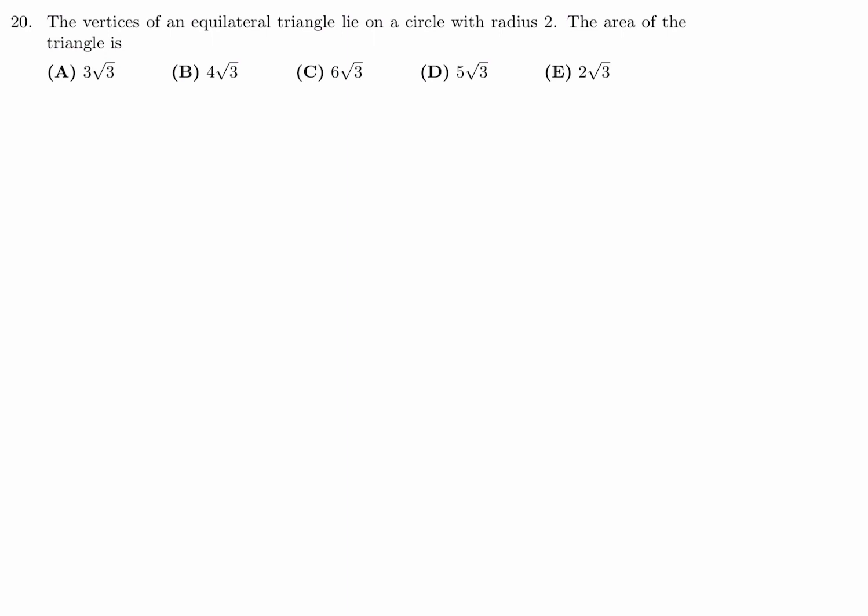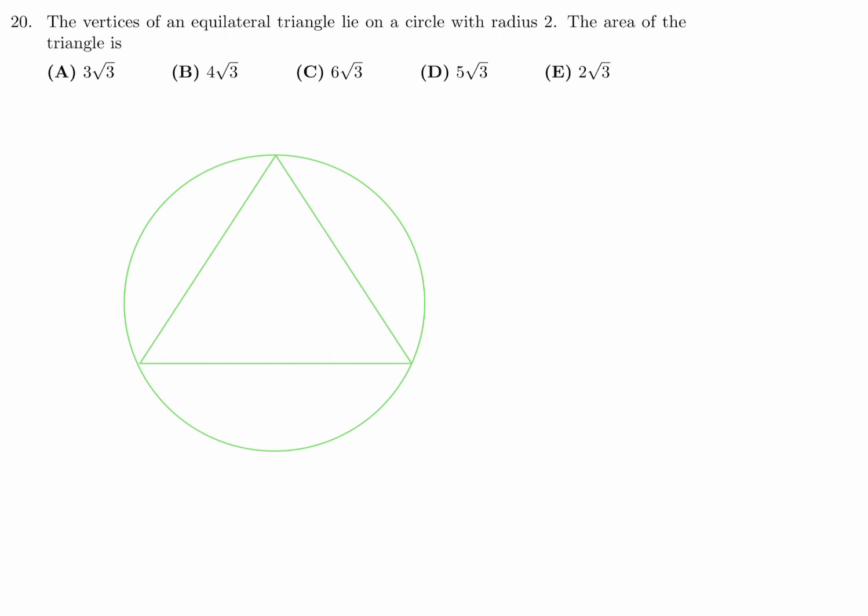The vertices of an equilateral triangle lie on a circle with radius 2. The area of the triangle is, let's draw our circle, and let's attempt to draw an equilateral triangle. All right, I think that's relatively decent. So we've got an equilateral triangle inside a circle.